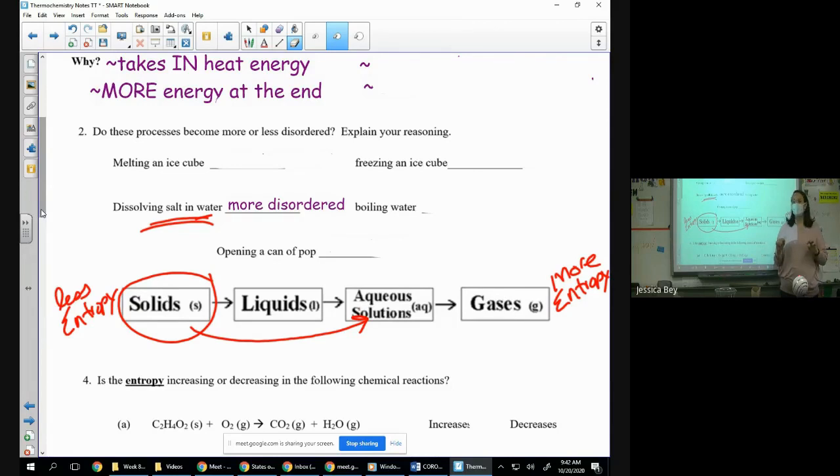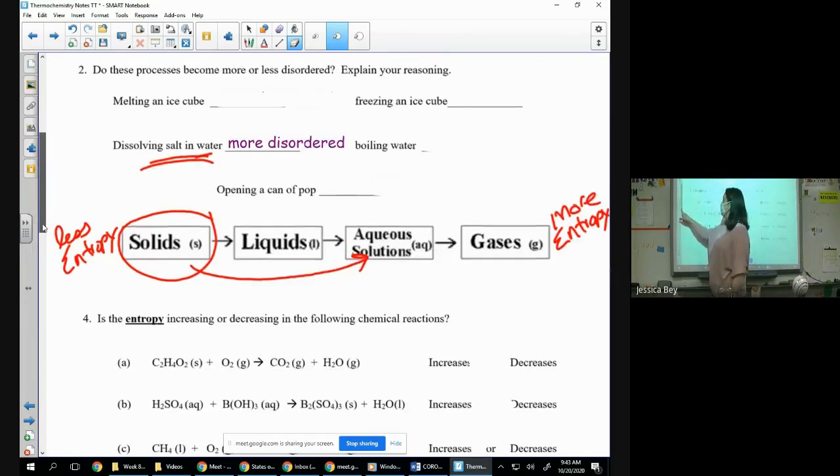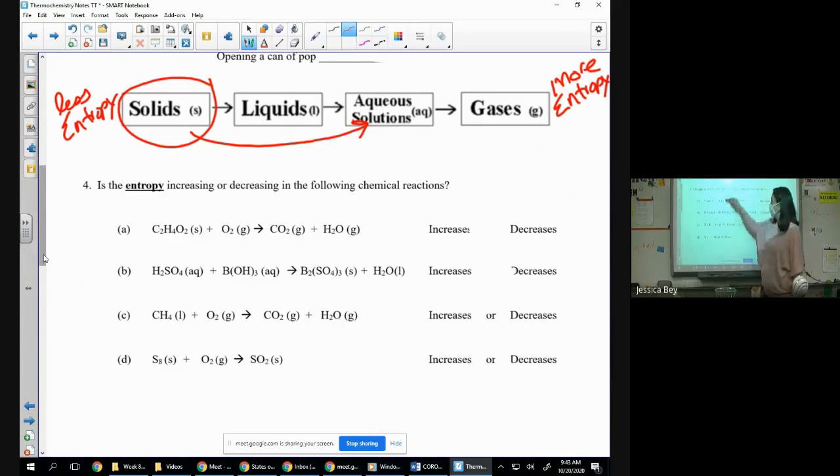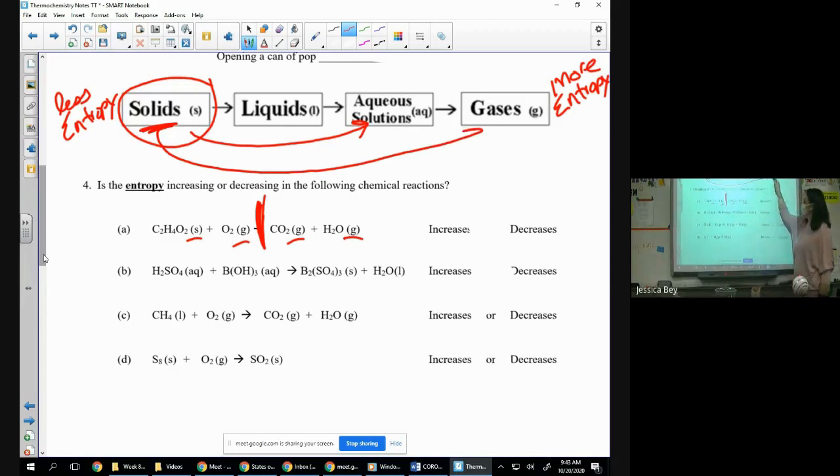All right, so I want to see you guys try some of these. These are very, very tough. At the very bottom here, it's even easier because it tells you what's happening. If you take a look at this line, we have a solid and a gas going to a gas and a gas. So that means I have a solid and a gas going to a gas. My entropy should be increasing.